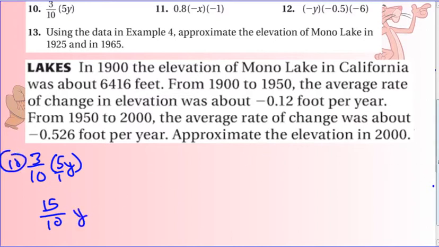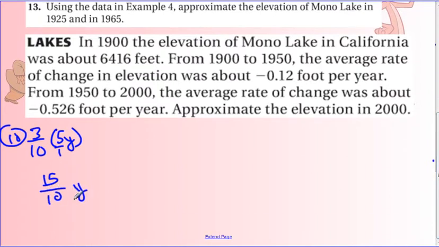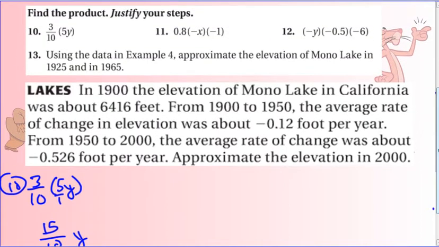And now, simplify. 15 over 10 does simplify into 3 over 2y. And you know what? We can leave it like that. We could actually leave it as 3 over 2y. We don't need to change it into a mixed number.